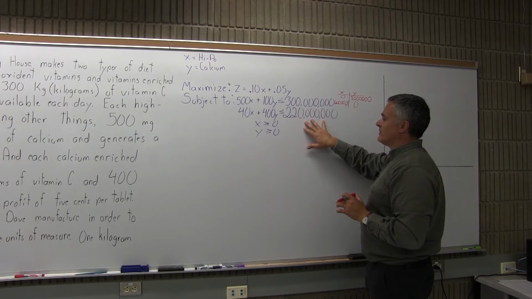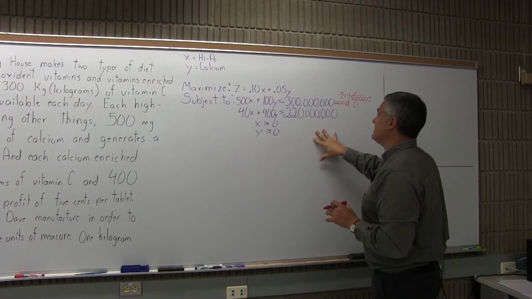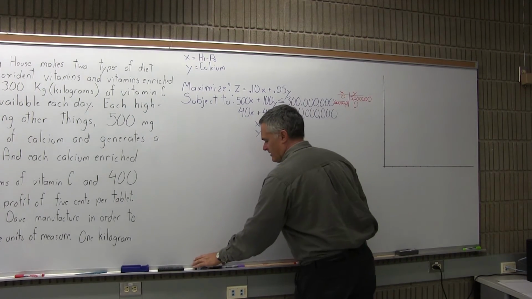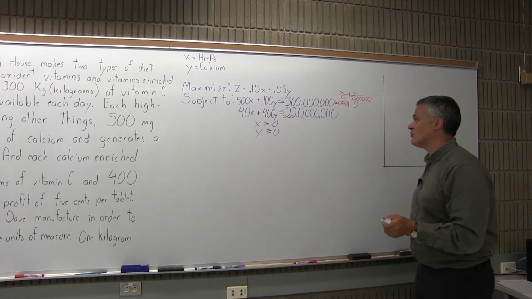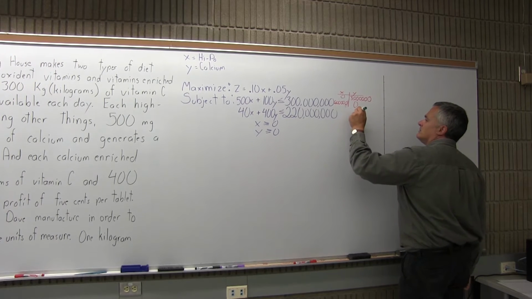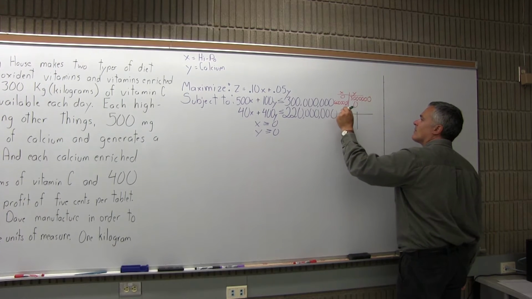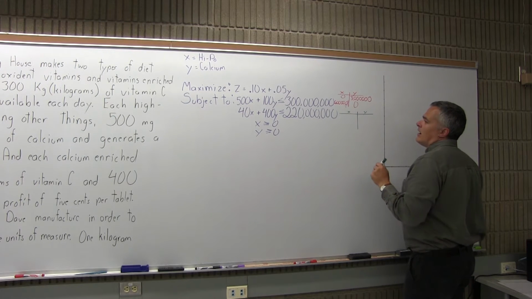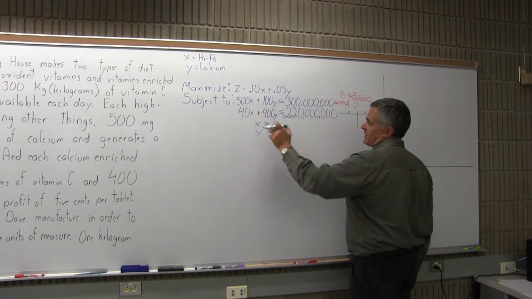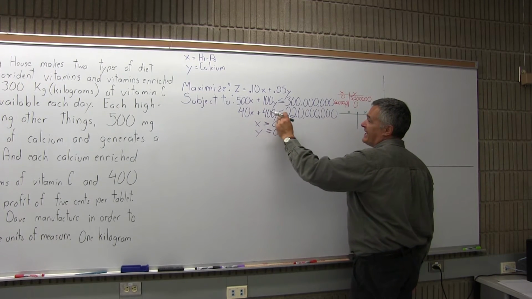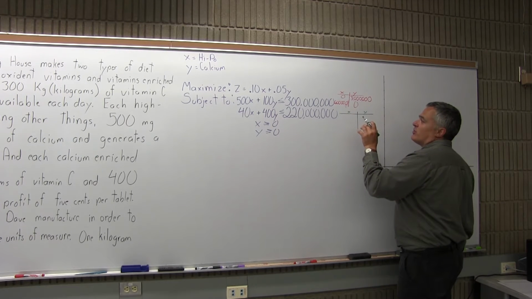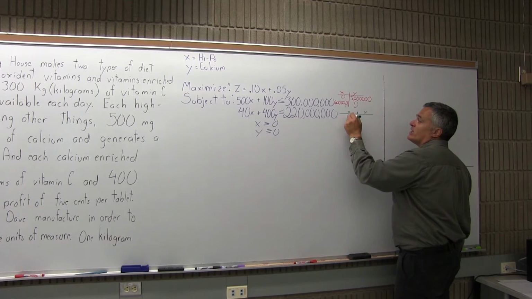Let's do next the calcium constraint with the 220 million. I want to do that in a different color because, again, it'll make the graph more clear. So I did the first constraint in red. Let me write out the second one in green. So for the 220 million constraint, again, I'm going to pretend this equals 220 million. I'm pretending I have the equation 40x plus 400y equals 220 million. Pretending it's an equation, I want to find 2 points whose x and y coordinates make that equation true.